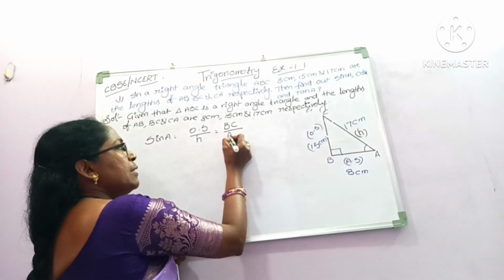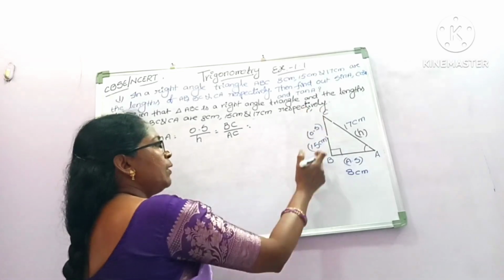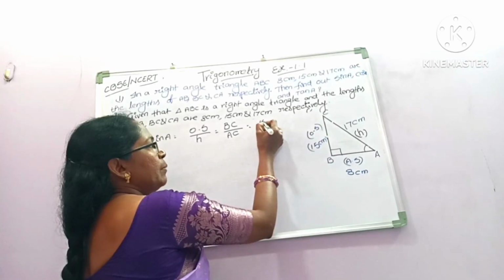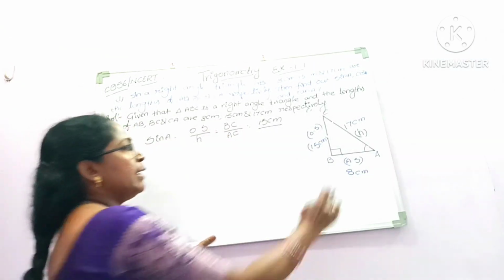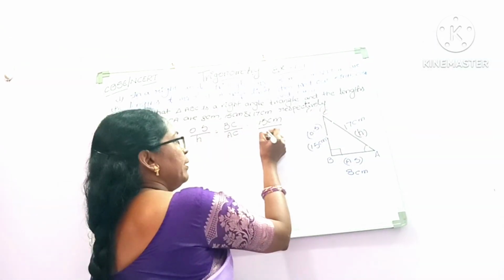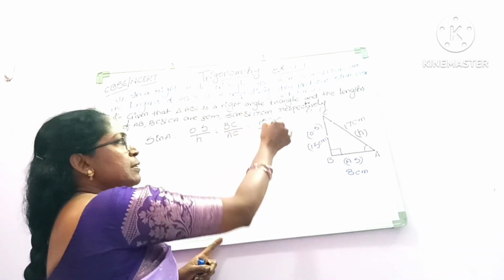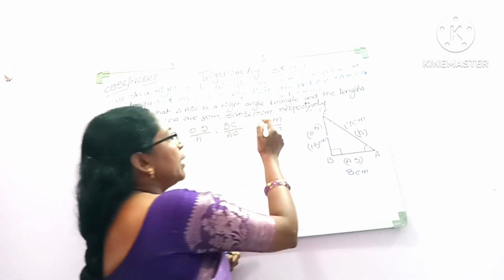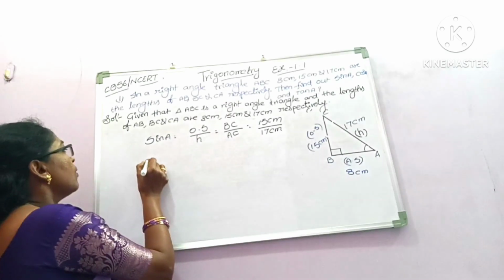Here, BC by AC. Now, BC equals how much? Substitute the value, 15 centimeters, by AC. AC equals how much? 17 centimeters. Just represent it. The centimeters will cancel, so directly write 15 by 17. Next, cos A.